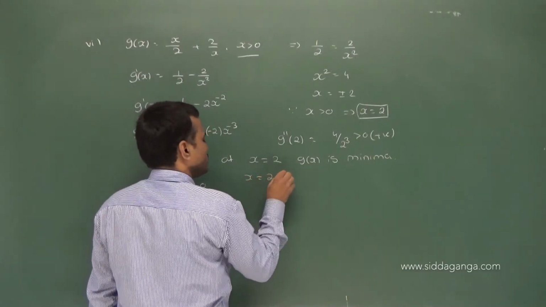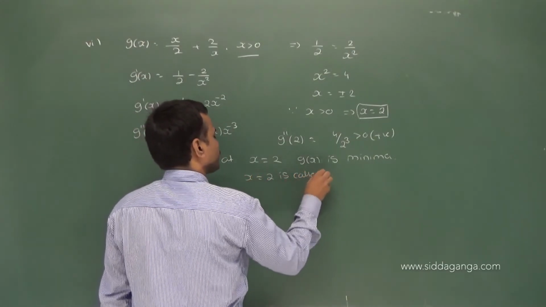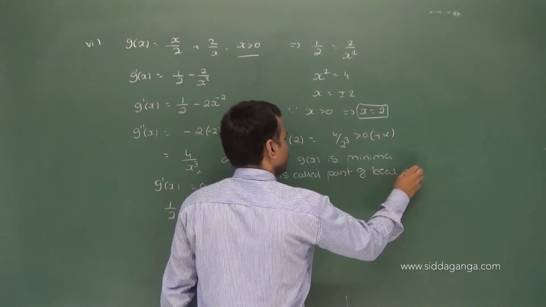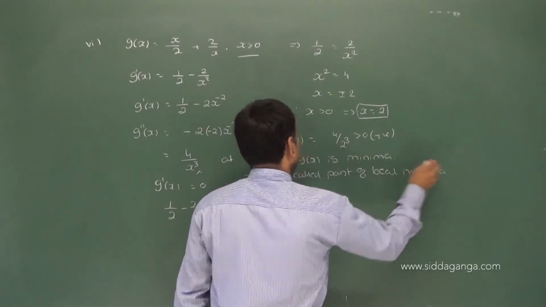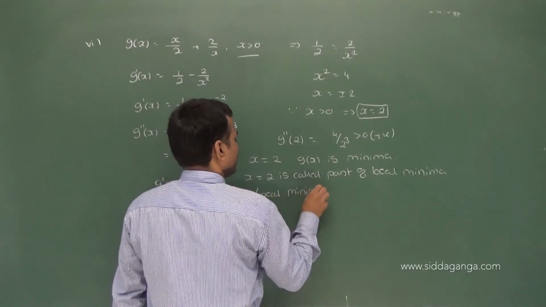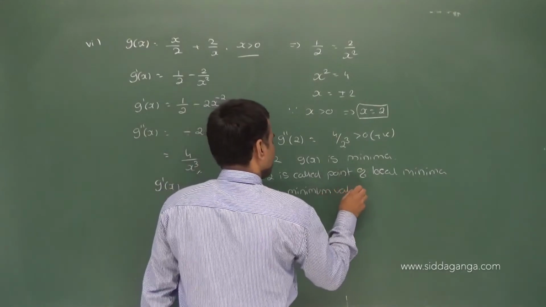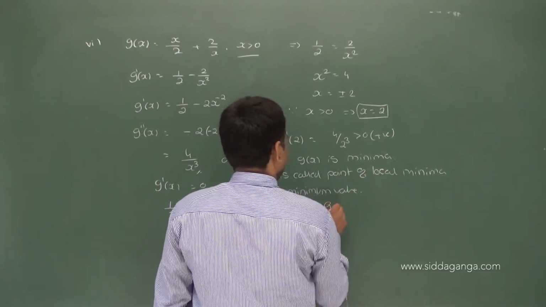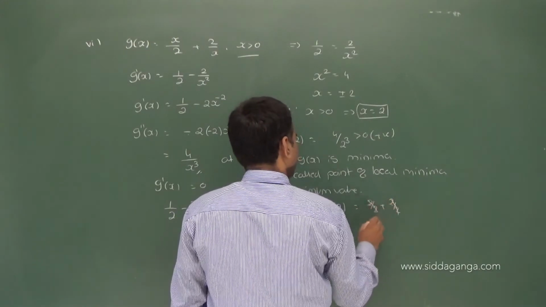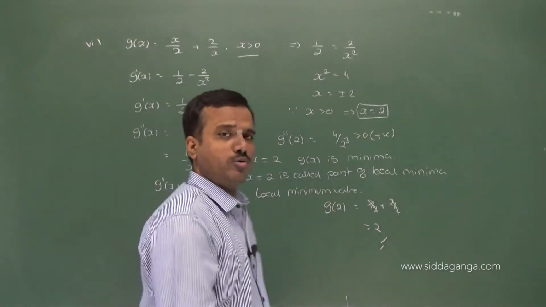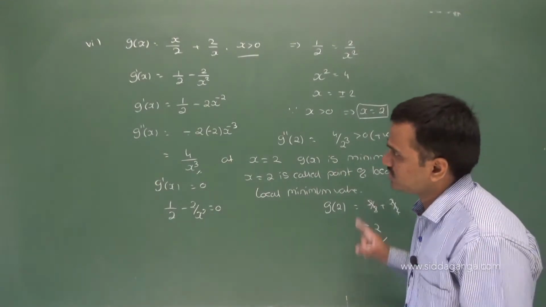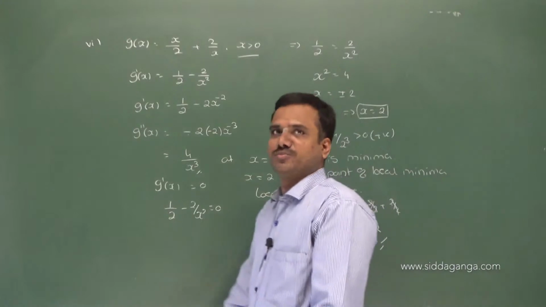x is equal to 2 is called the point of local minima. Local minimum value: g of 2 is 2 divided by 2 plus 2 divided by 2, it is 2, correct? 2 divided by 2 plus 2 divided by 2 is equal to 2. Understand? See this problem, this is very important. Next problem.